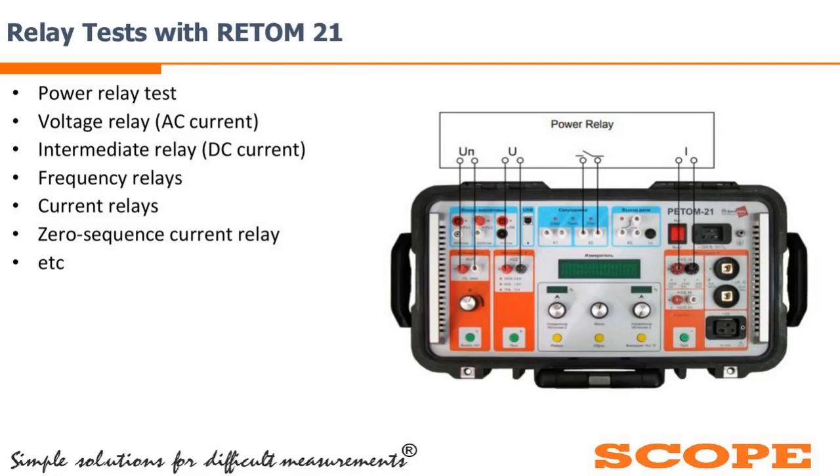Similarly, when testing frequency relays, we have to measure frequency based settings, that is the operate and reset settings of the frequencies, and time based settings, that is operate and reset time. For current relay testing, the operation is almost the same as for voltage relay tests. The only thing we need to take care of is limiting the thermal impact on the relays under test. So these are the relays we can test with the help of ROTEM 21.